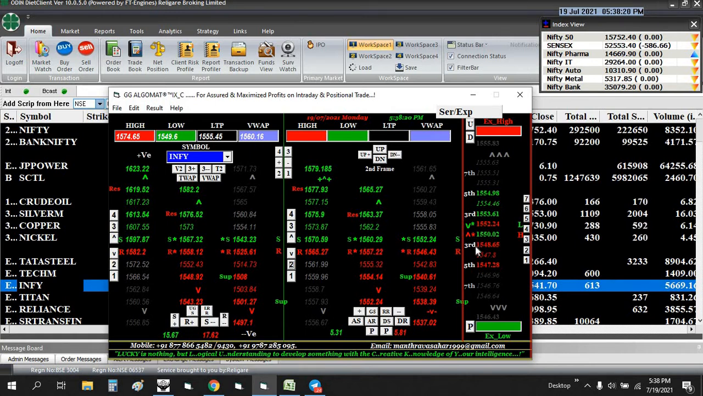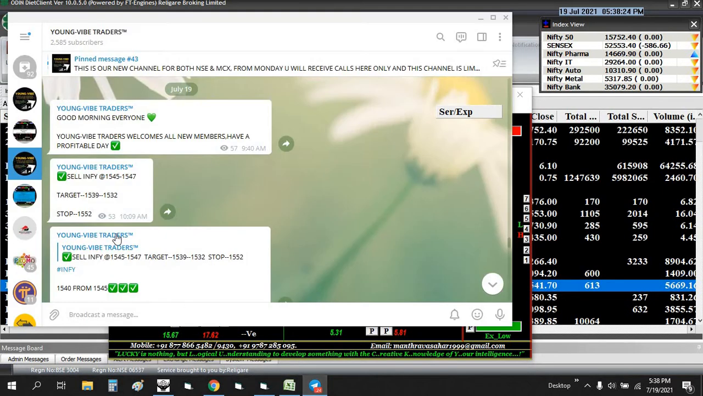But what was the reversal point? This 48 to 50 is the reversal point. So we have initiated a short entry at 45 to 47, and the target will be 1539 and 1532. Here the target is very small, just 6 to 7 points.